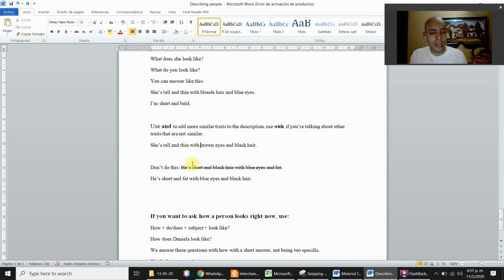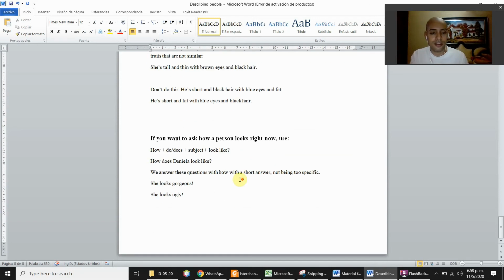So you never do this. He's short and black hair with blue eyes and fat. No, you put fat and short together. Short and fat, describing shape. With blue eyes and black hair, describing color of certain places.